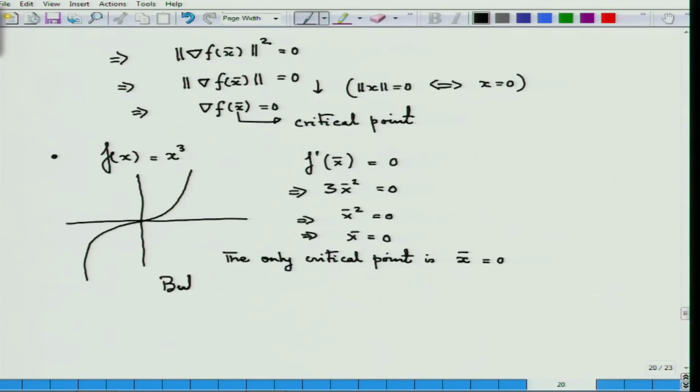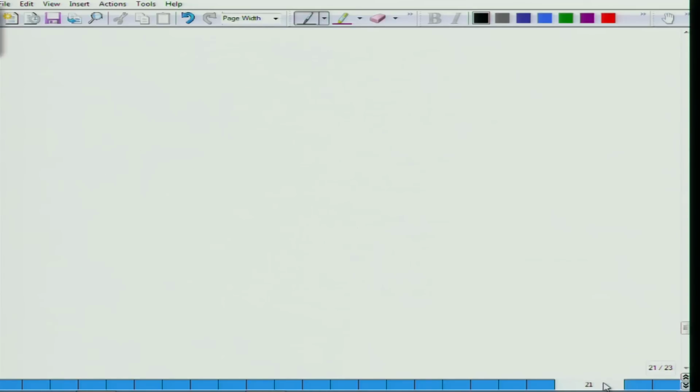But x bar equal to 0 is not a minimizer, x bar equal to 0 is not a local minimum. So, this is very important, that this is just a necessary condition and not a sufficient condition. Let us look at another example where this is possibly all right.